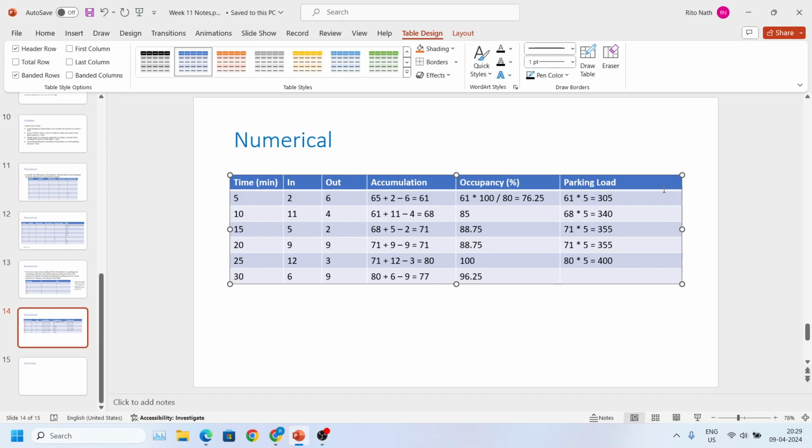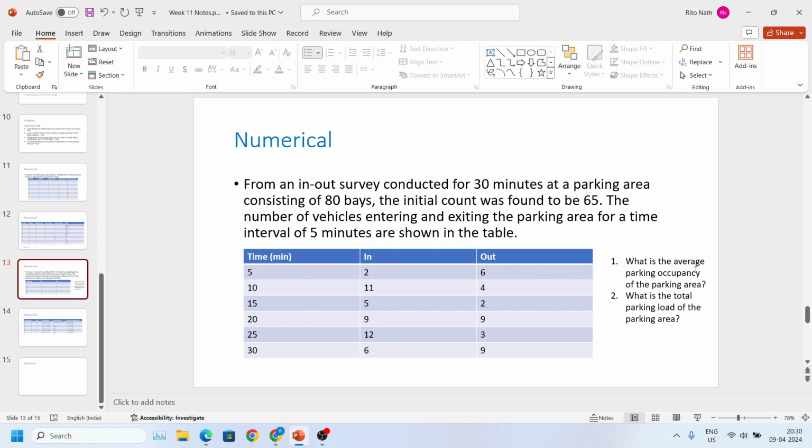These units are in vehicle-minutes. And then finally, you have 77 times 5, which is 385. Now, there were two questions. One of them was, what is the average parking occupancy? And the last one is total parking load.